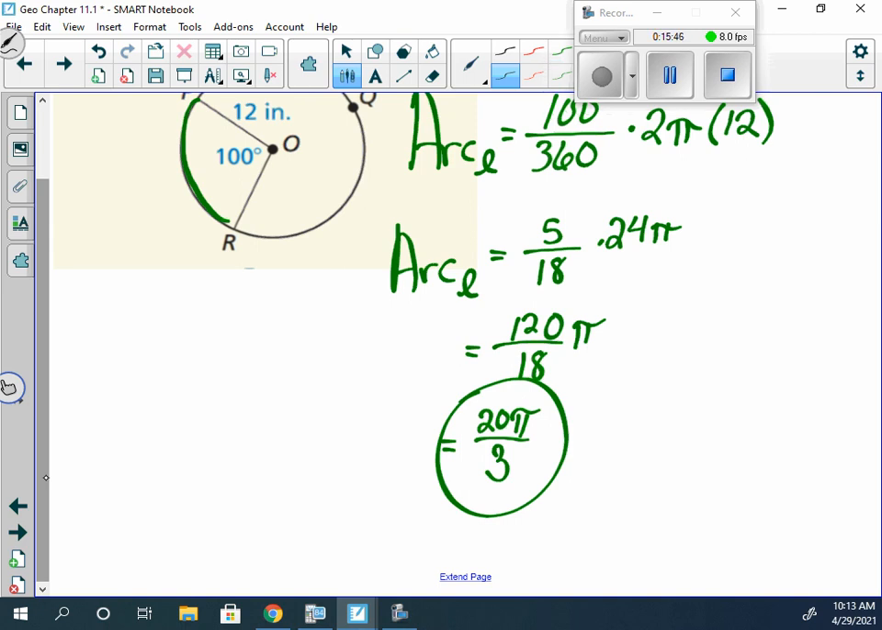And if it asks for a decimal approximation, or if it asks you to round, it's wanting it in decimal form. And we could just tell the calculator to approximate this to however many decimal places it wants. Any questions on this here?